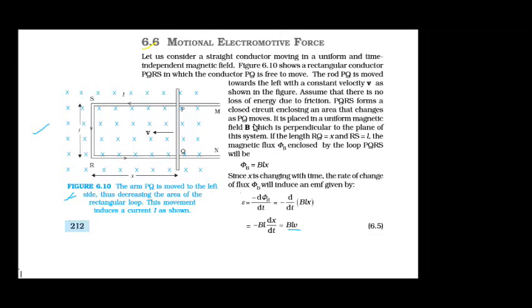So what does this sentence mean? For now PQ is here. As soon as PQ moves to this place, what will happen? Now the area is this much. Initially the area was this much. So the area is changing. And we are assuming there is no loss due to friction.